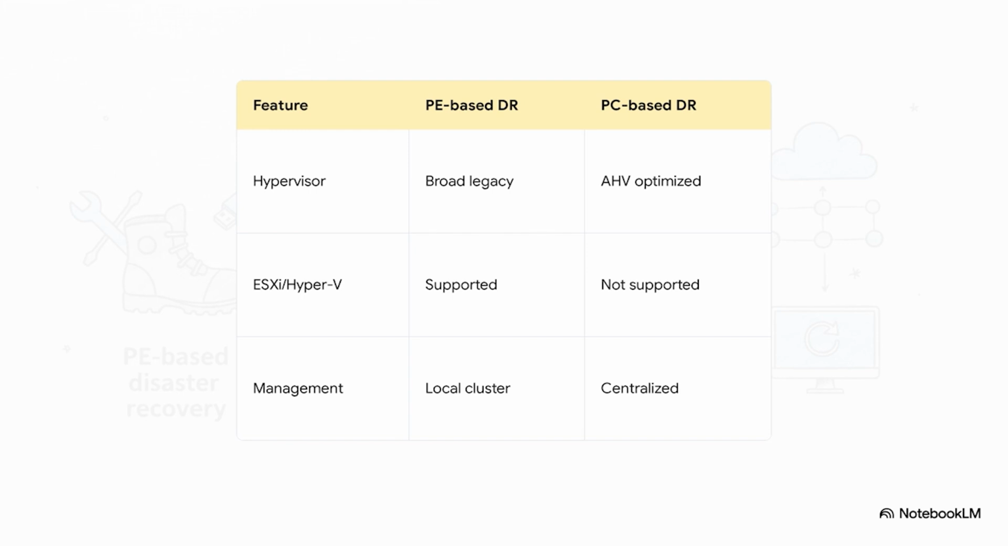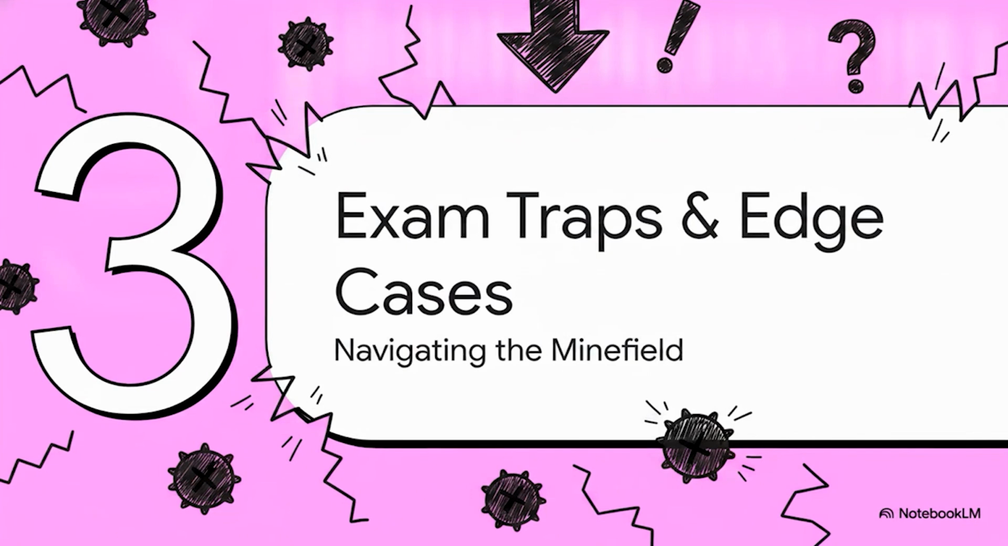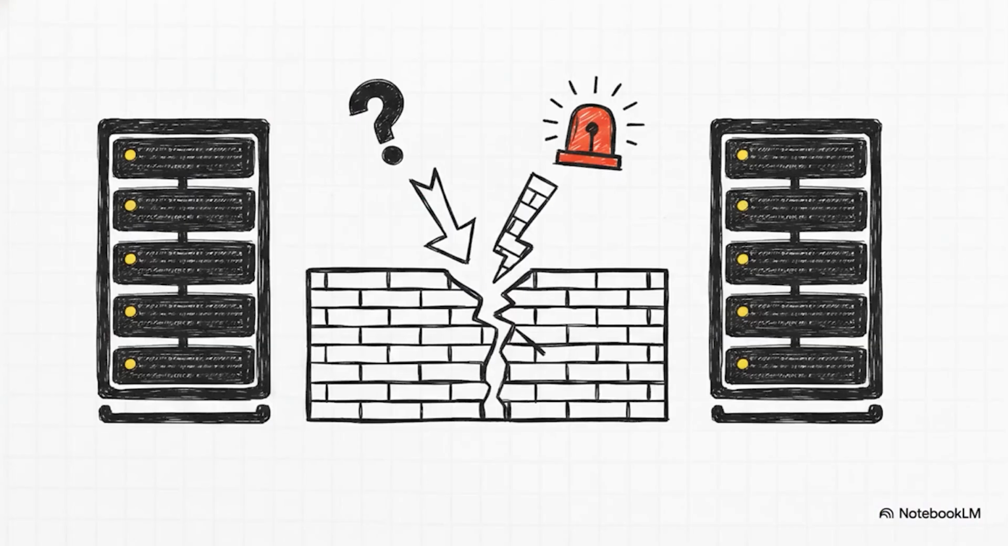This is a very specific edge case but I promise you need to remember this for the exam. The rule of thumb? ESXi or Hyper-V Metro strictly equals Prism Element Protection Domains. Which brings us perfectly to Section 3, Exam Traps and Edge Cases. Welcome to the minefield. The test writers absolutely love to test your knowledge of exceptions.